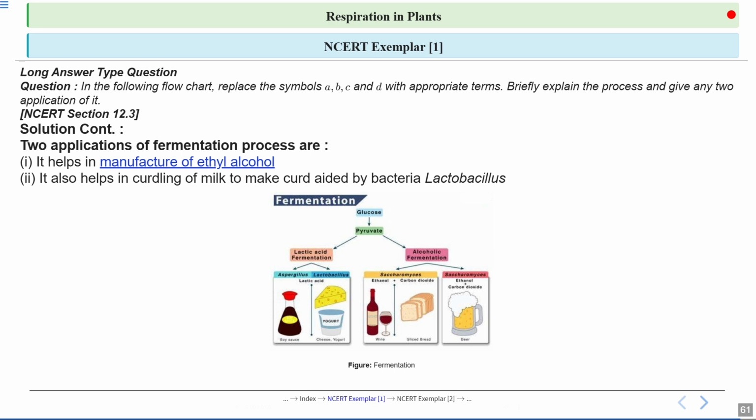So here in the image you can see fermentation. Incomplete oxidation of glucose gives us pyruvate. In the absence of oxygen there is fermentation. So this pyruvate or pyruvic acid either goes through alcoholic fermentation or through lactic acid fermentation. From lactic acid fermentation, from Aspergillus and Lactobacillus, we get products like soy sauce, cheese and yogurt. And in case of alcoholic fermentation, we get products like wine, sliced bread and beer from Saccharomyces. So there is production of ethanol and carbon dioxide in this case.